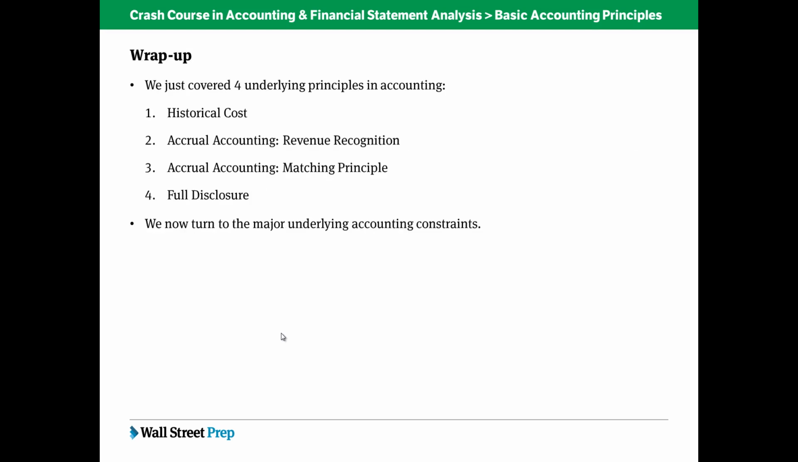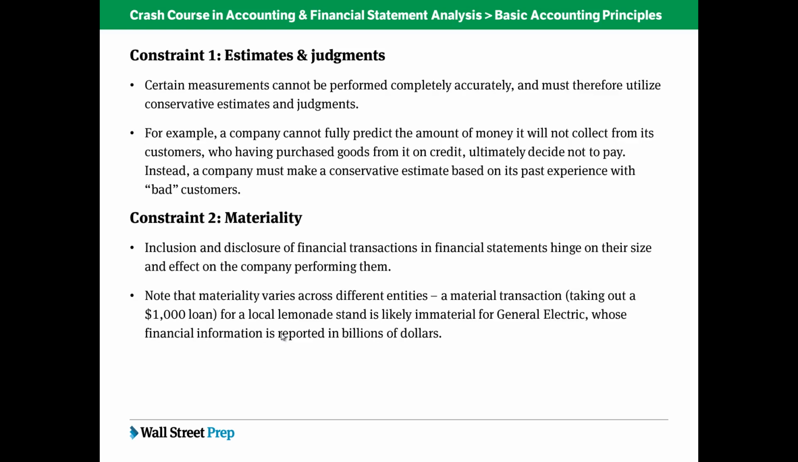We have just covered the 4 underlying principles in accounting: historical costs, accrual accounting, specifically revenue recognition, and the matching principle. And lastly, we talked about full disclosure. We now turn to the major underlying accounting constraints. The first constraint is a fairly straightforward one, and that is estimates and judgments.